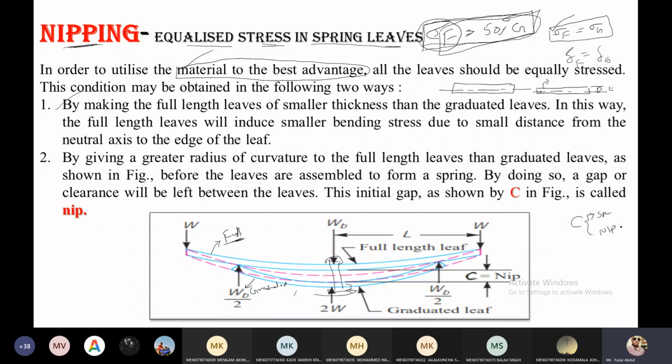Capital C is the spring index for the helical spring, and nip for the leaf spring. Okay, laminated spring. There will be a gap between the springs here, known as the nip. Now see here, after tightening, initial stresses are going to be generated in the full length leaf.